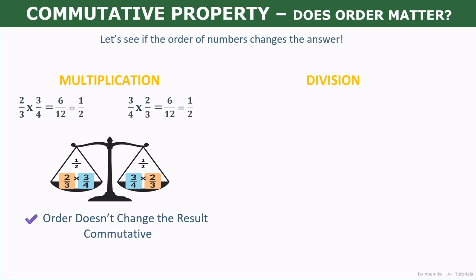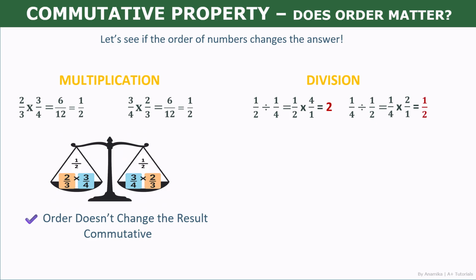Coming to division, let's look at 1 by 2 divided by 1 by 4. This is the same as 1 by 2 multiplied by 4 by 1, which equals 2. But if we swap them, 1 by 4 divided by 1 by 2, this is 1 by 4 multiplied by 2 by 1, which equals 1 by 2, not the same.